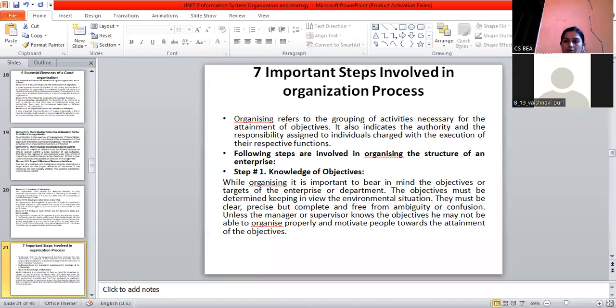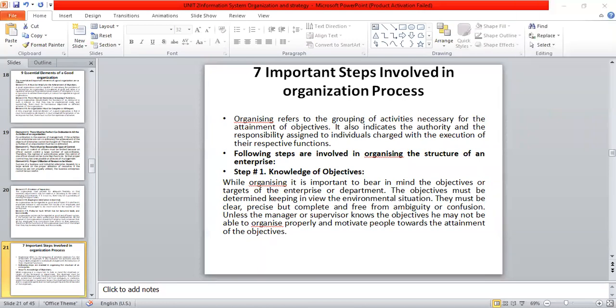Okay, so we are going to start today's lecture with the revision of whatever we learned in the last lecture. In the last lecture, we finished some points, like the 7 important steps involved in the organization process. We learned the 7 steps which we require to develop the organization, so we just have to revise the steps.